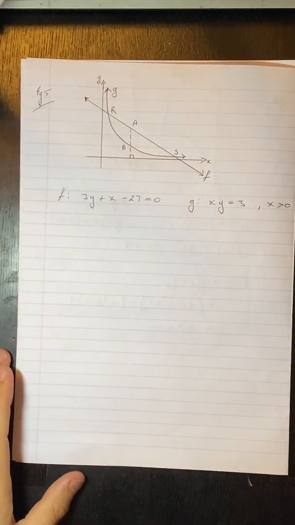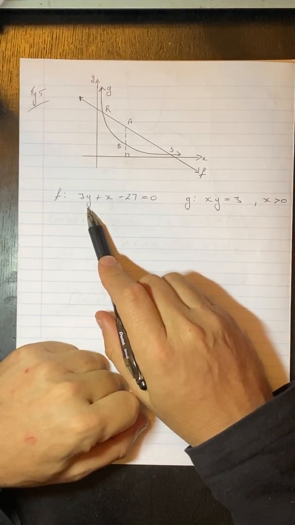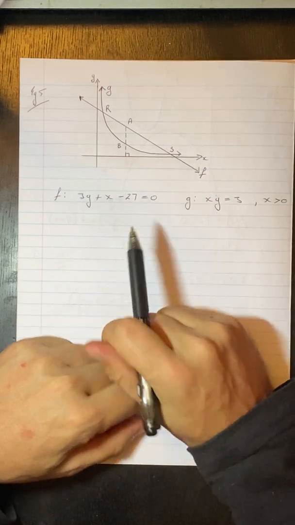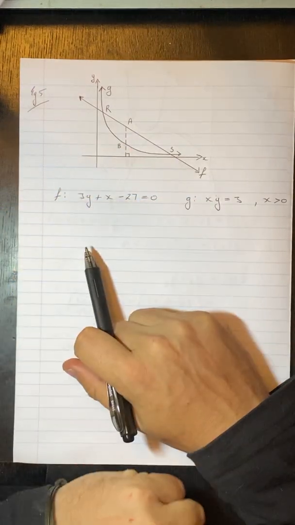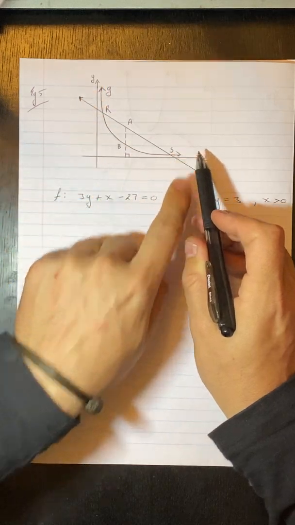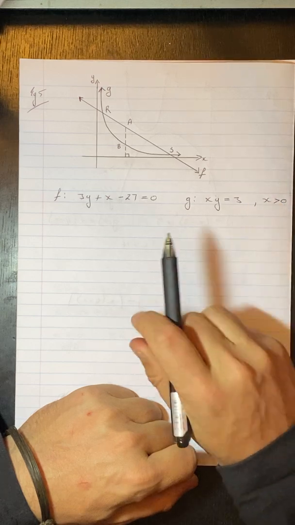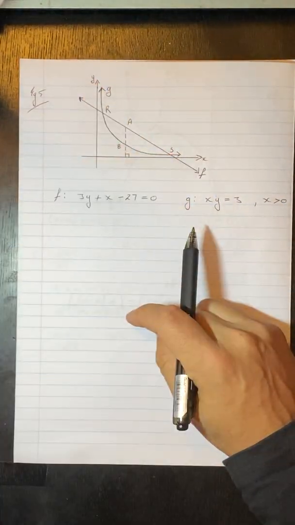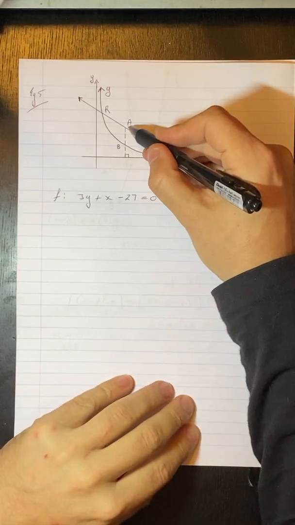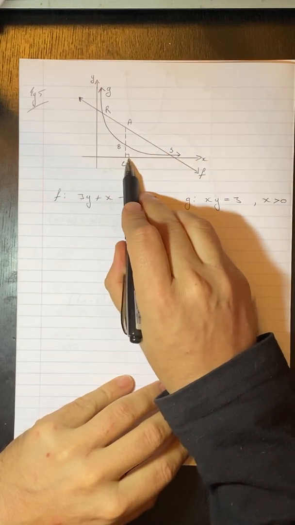So example 5 is saying the equation of f is given by 3y plus x minus 27. So that is our straight line over there. And the equation of g, which is our hyperbola, is given by xy is equal to 3, where our x values are greater than 0, because we only have the one arm for our hyperbola. It goes on to say that AC, where this is C, AC is perpendicular to the x-axis.